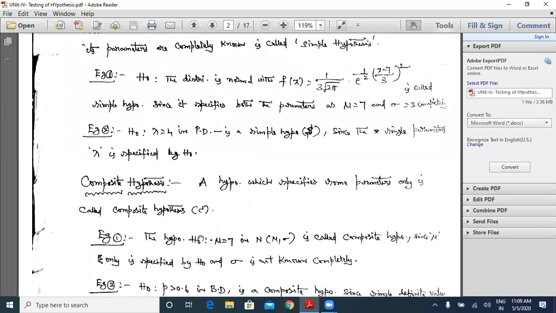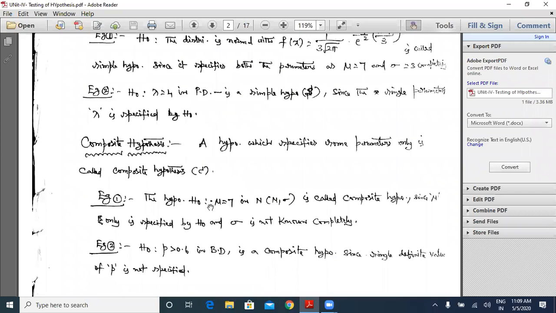Similarly, a composite hypothesis is one which specifies only some parameters. Partial information is given. Suppose H naught is mu equal to 7 and sigma is not given. Then it is called a composite hypothesis.